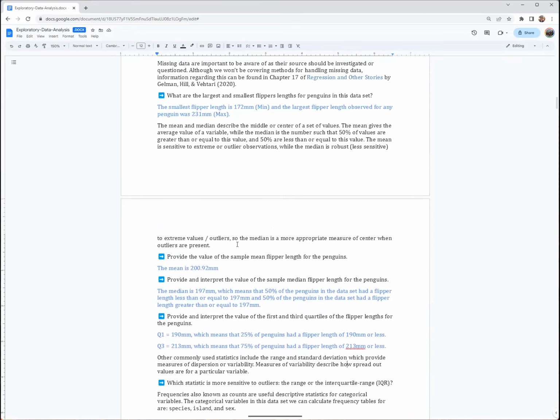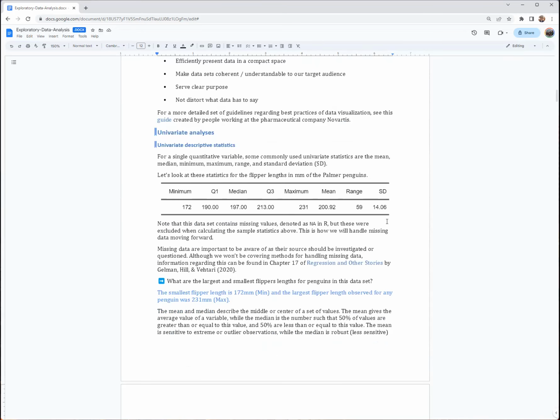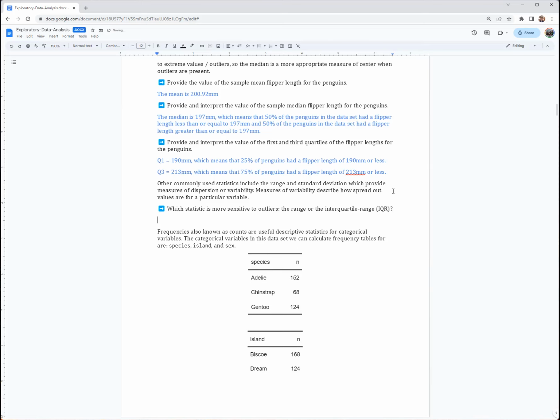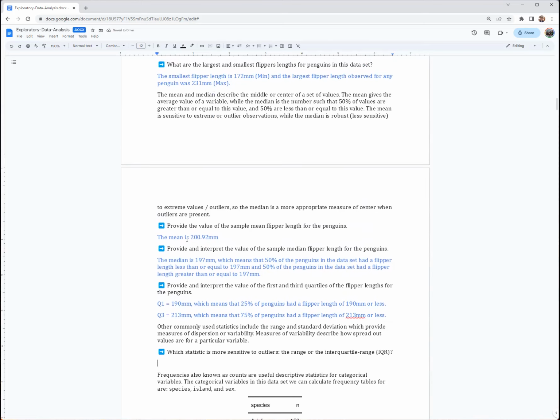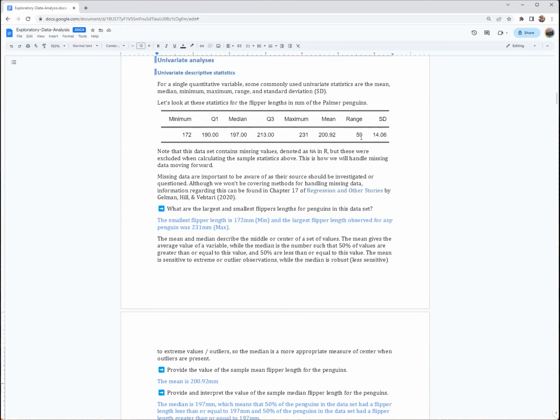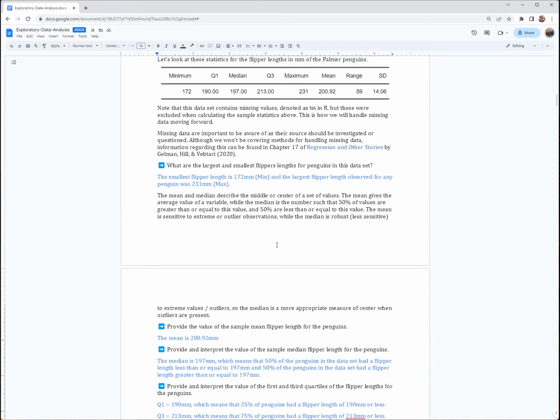Some other statistics that we can calculate, as we've done in this data set, we have the standard deviation here and the range. These are both measures of spread or measures of variability. They describe how spread out values are for a variable in our data set. Just like the mean is more sensitive to outliers than the median, the range is very sensitive to outliers and more so than the standard deviation.